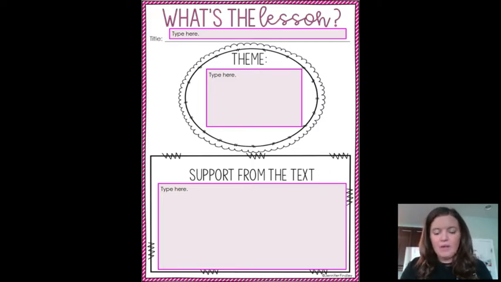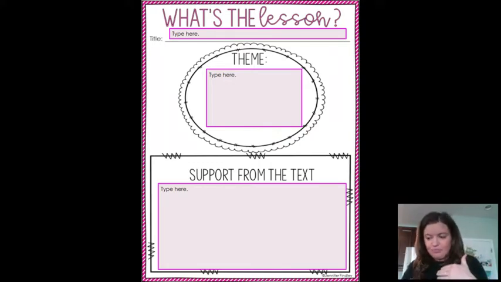So first thing, what I want you to do is up at the top where it says, what's the lesson? Obviously, that's what you ask yourself when you are trying to find the theme. When we're trying to find the theme, the first thing you have to think about is the plot and the characters, which is what I just talked about, and use that to help you determine what you think the theme is. The theme has to be a real life lesson.